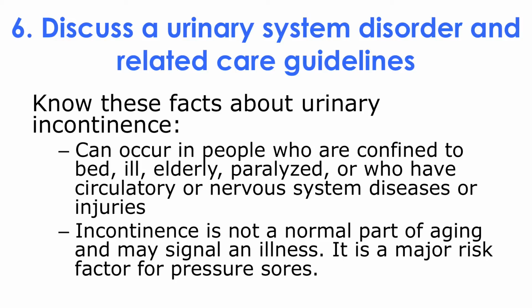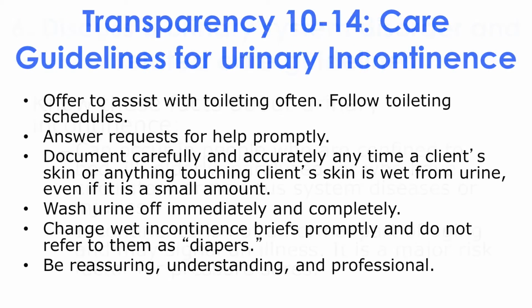Urinary incontinence typically happens to people who are confined to bed, who are ill, elderly, paralyzed, or who have a circulatory or nervous system disease or even injuries. So we need to be able to address any urinary incontinence. At the same time, if somebody is incontinent, we need to offer continual assistance with toileting as often as possible. Having a toileting schedule is very important. If they have any requests, we need to answer those promptly.